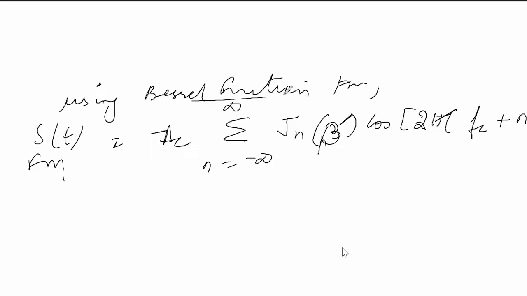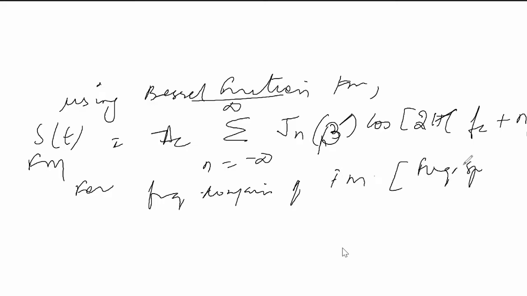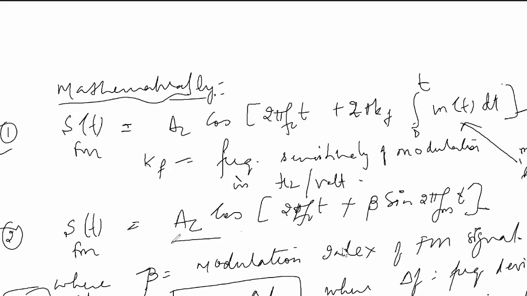What is the application of this equation? This equation of Bessel function is used for the frequency domain analysis of FM, isn't it? And to plot the frequency spectrum. The previous equation, that is AC cos of 2 pi FCT plus beta sine 2 pi FMT, cannot be used for frequency domain analysis, because to get an equation in F domain, S of F, we have to apply Fourier transform to this expression.